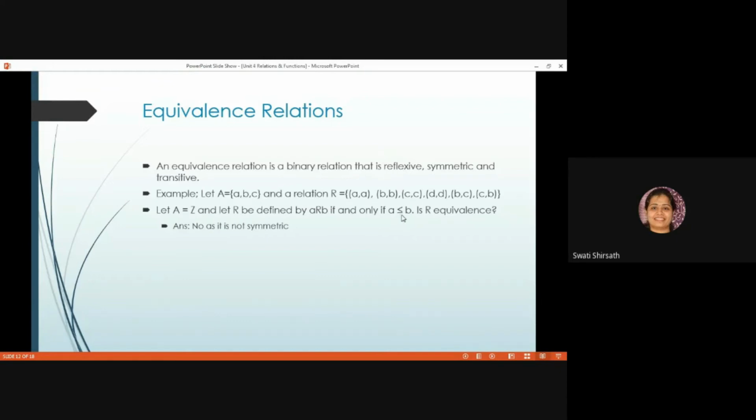Now let's take symmetric. Suppose I have taken this pair (0,1) because my relation is less than or equal to. So my pair should be such that the first number of the pair should be less than or equal to the second number of the pair. Okay. So 0 and 1 I have taken. To be symmetric, I should have the inverse of that also. So (1,0) should be there. But then if I consider (1,0) in this relation, will it be satisfied by this definition? No, ma'am. No, 1 is not less than or equal to 0.